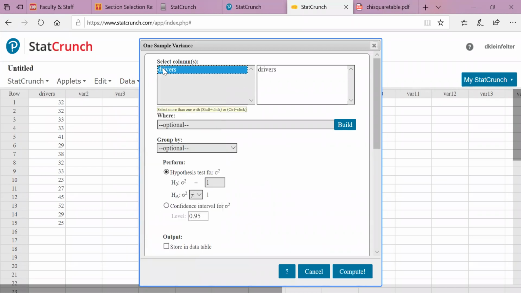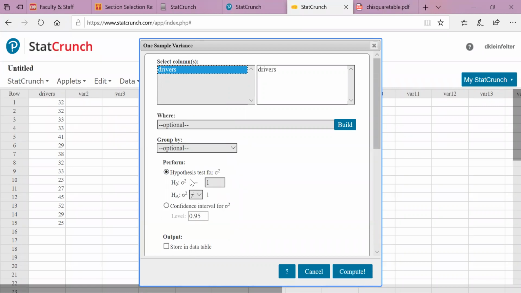So select column, that's drivers. And then we're doing the hypothesis test. Now this is one part here where we're going to have to be really careful. Notice that it says right here, hypothesis test for sigma squared, okay? There's just one test in StatCrunch that does both variance and standard deviation.